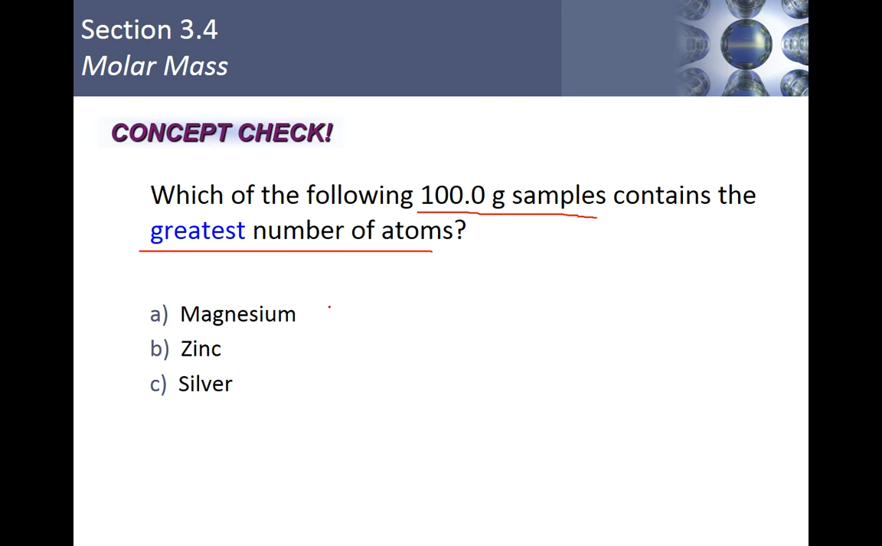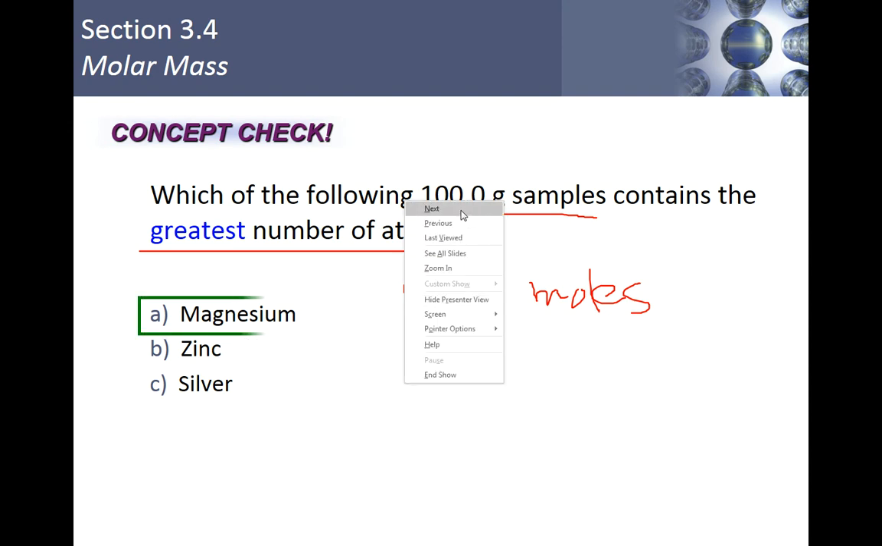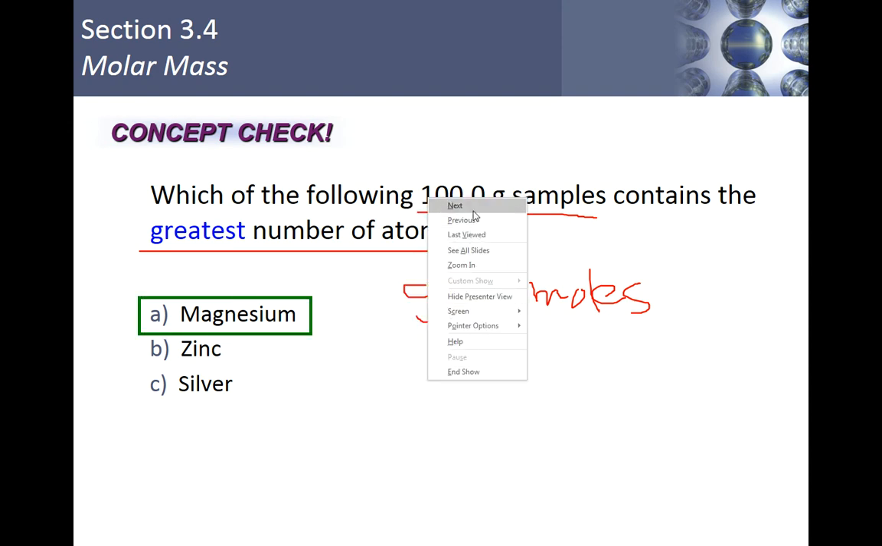All I would do for each one of these is convert from grams into moles. Whichever of these produces the highest total moles is also going to produce the highest number of atoms, right? If you have more moles, that means you have a higher positive number, and you're multiplying by another positive number, which is going to be a greater positive number. It would be a lot to write out, but essentially, you would just convert all of these into moles.